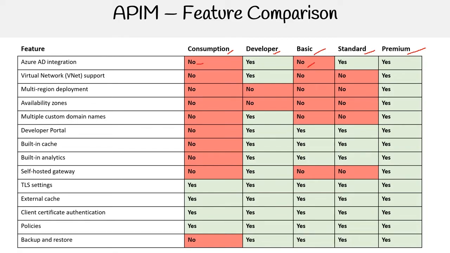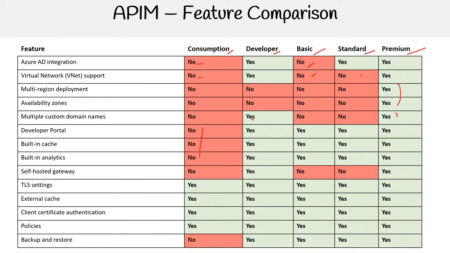For virtual network support, it's just not supported for consumption, basic, and standard. For multi-region deployment availability zones, we're only getting that for premium. For multiple custom domains, premium as well, and also for developer portal, the built-in cache, and built-in analytics are not available in the consumption plan. If you want a self-hosted gateway, it better be on the premium.